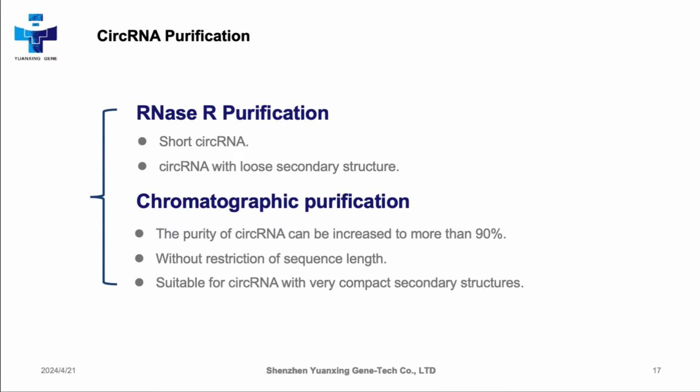In the circRNA purification, we have 2 strategies, the RNase R purification and the chromatographic purification. The RNase R purification is suitable for short circRNA and circRNA with loose secondary structure. In parallel, we have also developed a chromatographic purification method, with which the purity of the circRNA can be increased to more than 90%. This technique is without restriction of the sequence length and suitable for circRNA with very compact secondary structures.